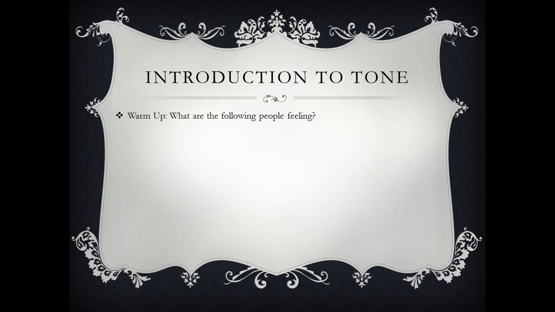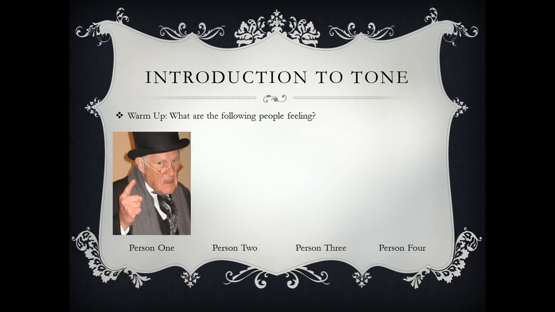So, let's do a quick introduction to tone. For each of the following people, there will be 4 people. Write down what you think they're feeling. Here we go. Person 1. What's that guy feeling? Go ahead and write down some emotions. What's he like?